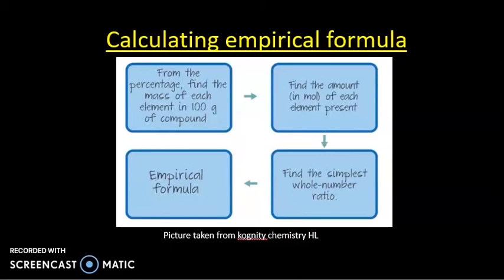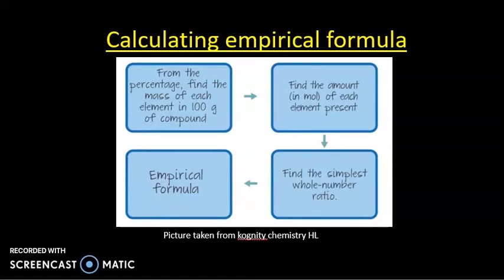Hey guys, what's up? This video is going to look at calculating empirical formula. The empirical formula can be calculated from the percentage composition by mass of a compound. Here I have 4 steps you should take in order to calculate the empirical formula.